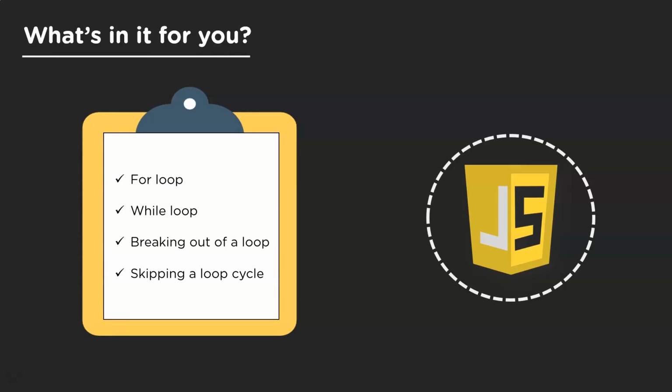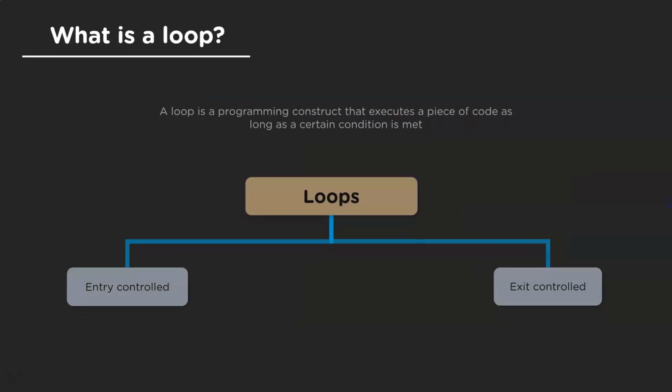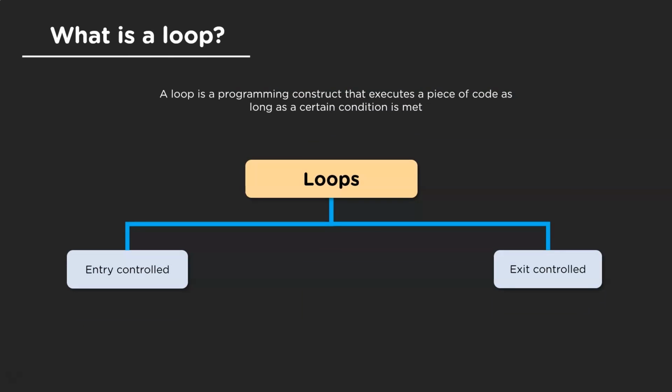Now before jumping into the for loop, let's first understand what exactly a loop is. A loop is basically a programming construct that executes a piece of code as long as a certain condition is met. And there are two different types of loops. We have entry control loops and exit control loops. Now, what exactly are entry control loops? These are the loops where the test condition is checked before executing the piece of code. For example, you have the for loop and the while loop.